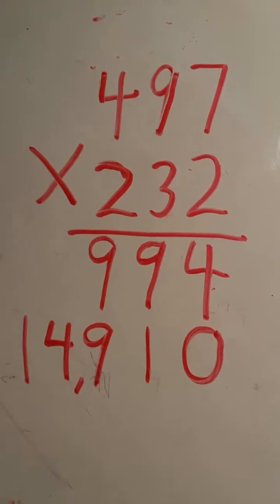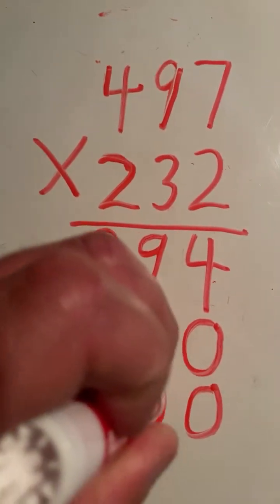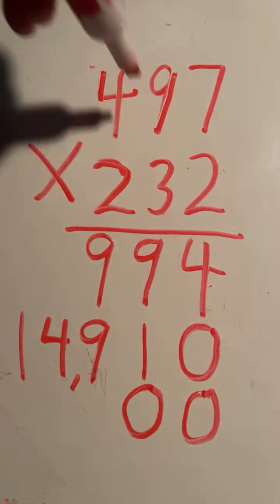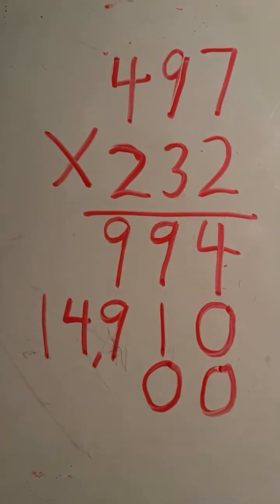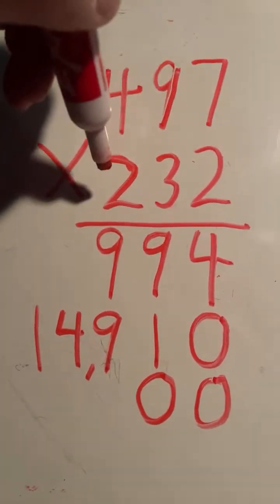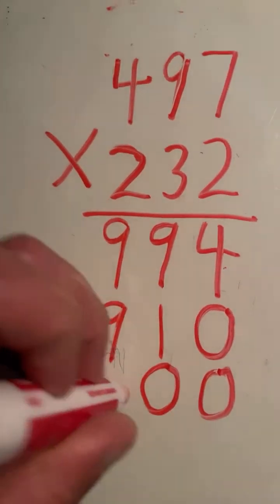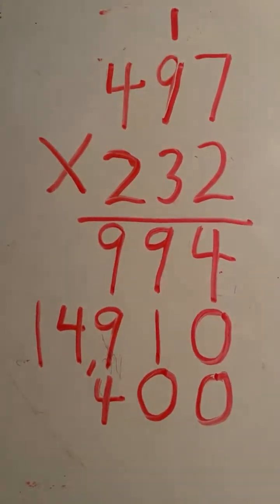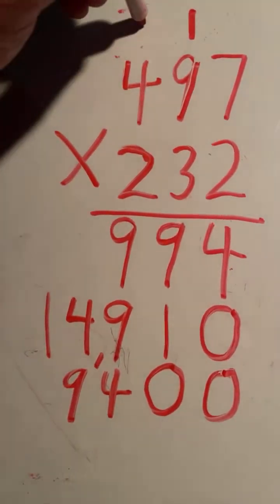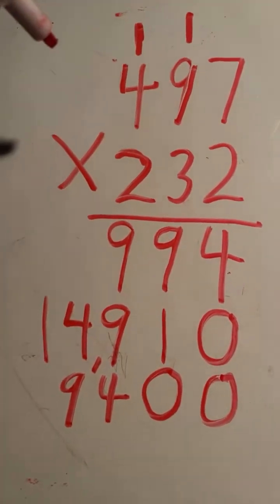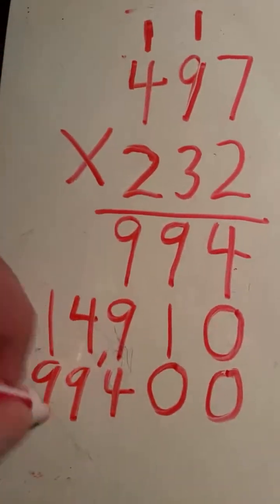Before we move on to the final round, very important step, we're going to put a 0 in the ones place and a 0 in the tens place, because both numbers in the ones and tens place have been multiplied. So now we multiply 7 times 2. 7 times 2 equals 14. 4 carry the 1. 9 times 2 equals 18, plus 1 equals 19. 9 carry the 1. 4 times 2 equals 8, plus 1 equals 9.